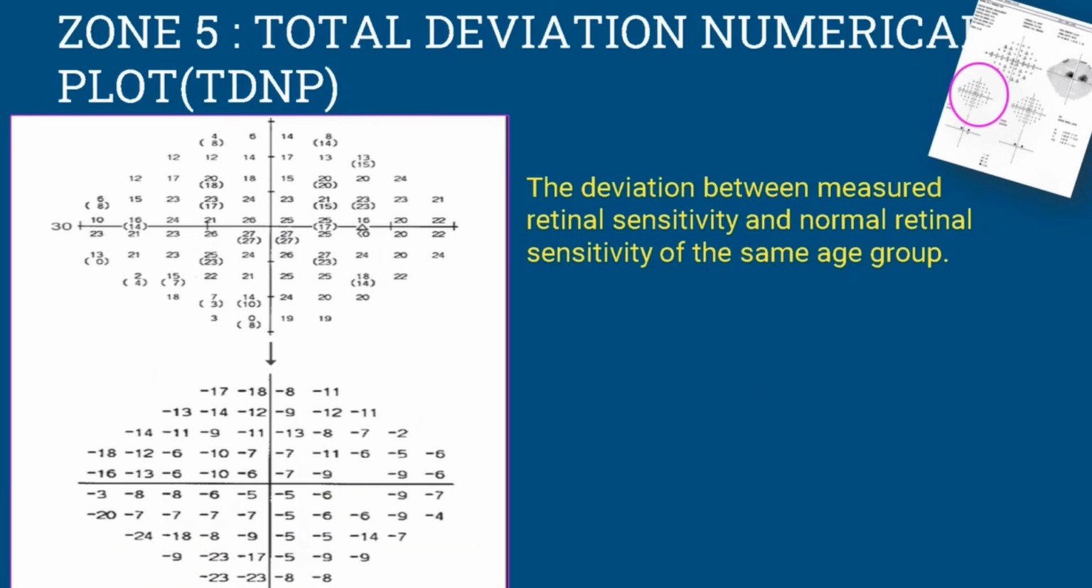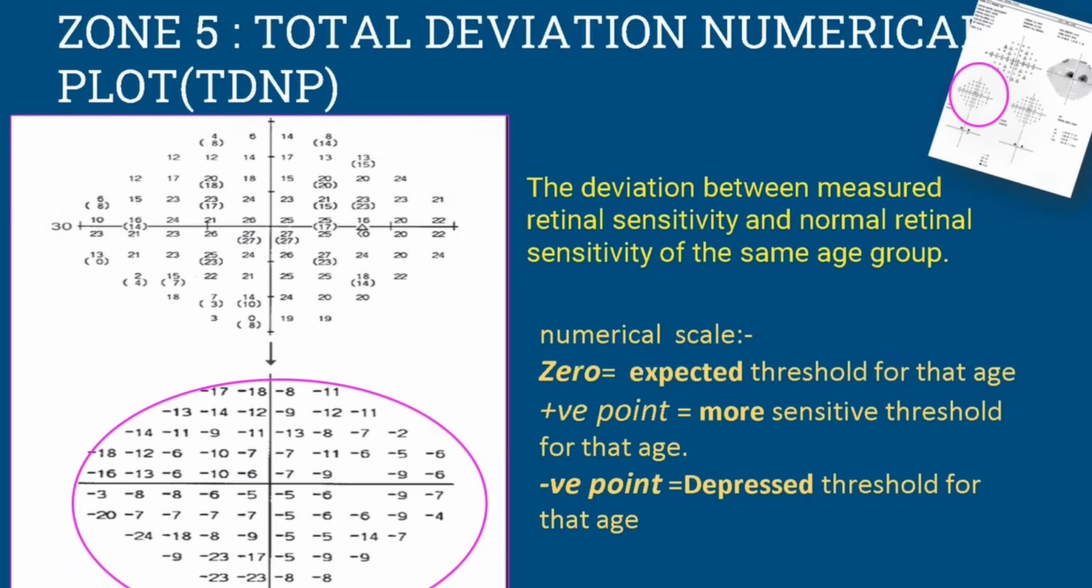Zone 5. This is our raw data, and the deviation between this raw data, that is the measured retinal sensitivity, from the normal retinal sensitivity of the same age group gives us the total deviation numerical plot.